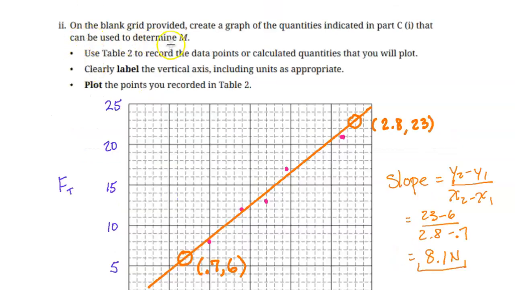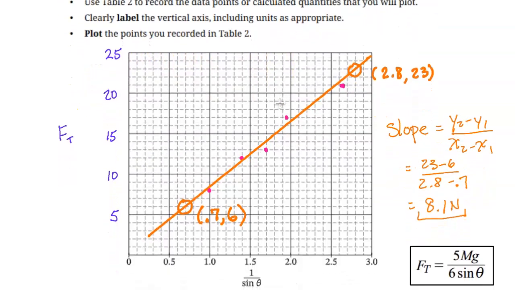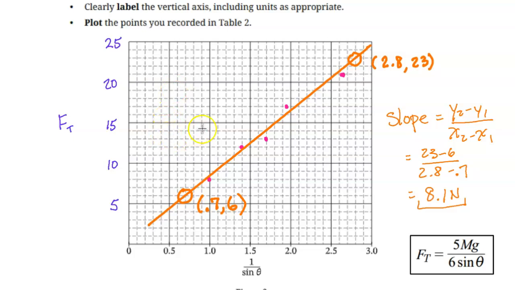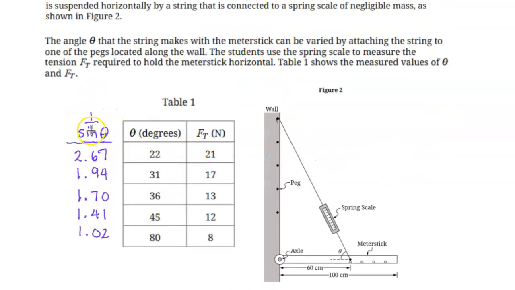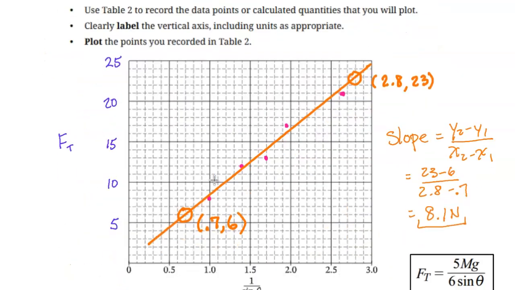Part C2i, on the blank grid provided, create a graph of the quantities indicated in Part C1 that can be used to determine m. Use Table 2 to record the data points or calculated quantities that you will plot. Clearly label the vertical axis, including units as appropriate. Plot the points you recorded in Table 2. So here is the graph that I made using the data points from this table right here. I'm plotting 1 over sine theta on the x-axis and then Ft on the y-axis.